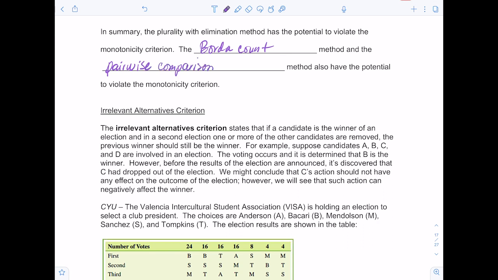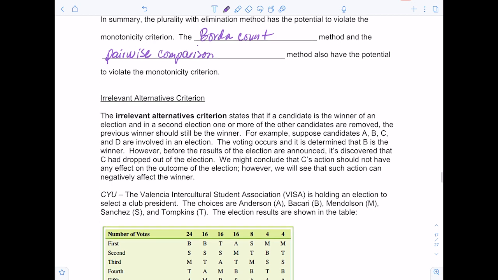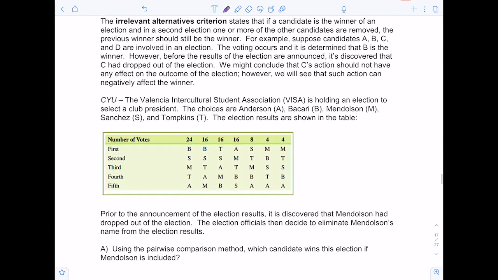Okay, let's take a look at another flaw, which is the last one that we're going to talk about. It's called the irrelevant alternatives criterion. And it basically states that if a candidate is the winner of an election and in a second election, one or more of the other candidates are removed, the previous winner should still be the winner. Okay. However, we're going to see that that doesn't always happen. Sometimes that kind of action can actually negatively affect the winner. Okay, so let's take a look at an example.